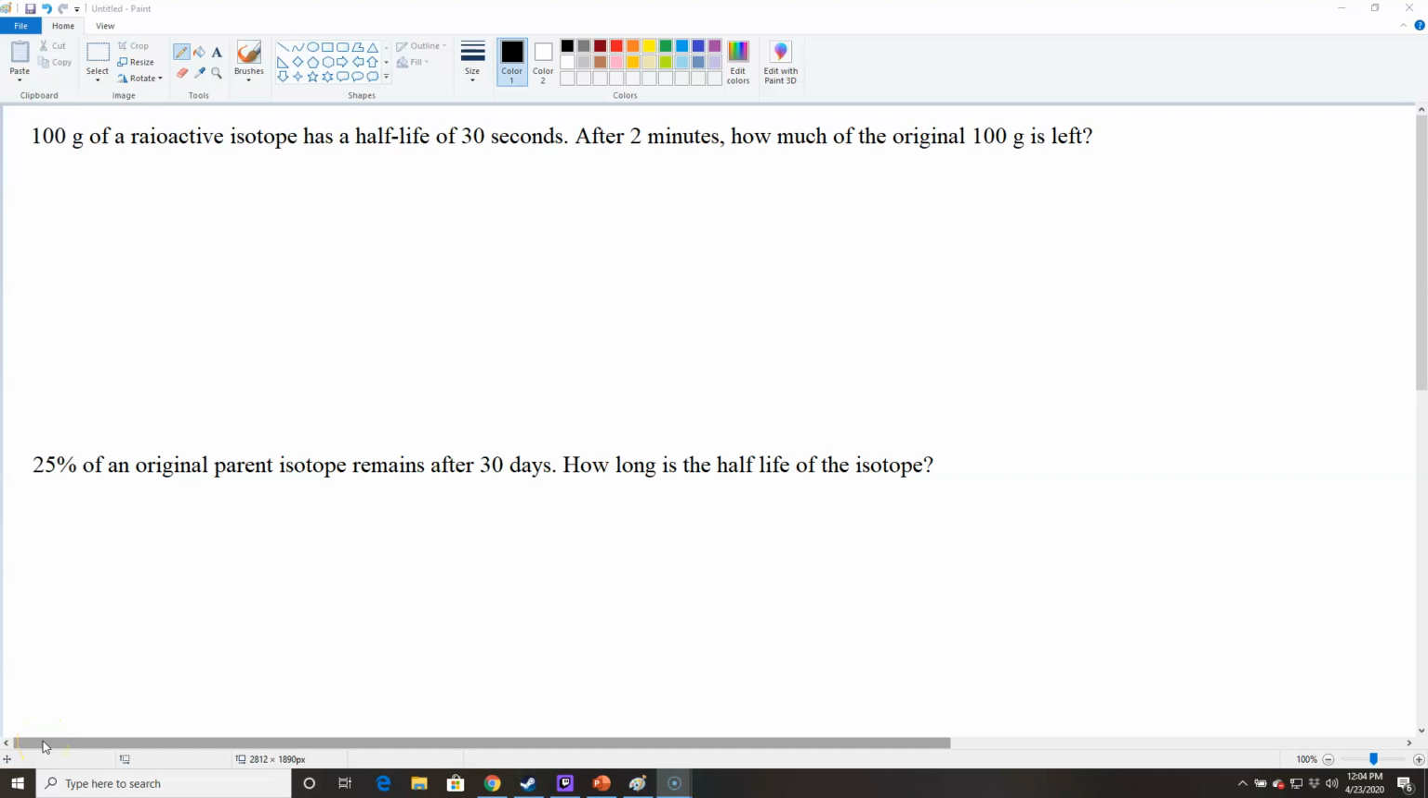This is an optional video if you need a little bit of extra help with the mathematics on half-lives. So in this first example here, 100 grams of a radioactive isotope has a half-life of 30 seconds. After 2 minutes, how much of the original is left? So the first thing I'm going to point out is 2 minutes is 120 seconds.